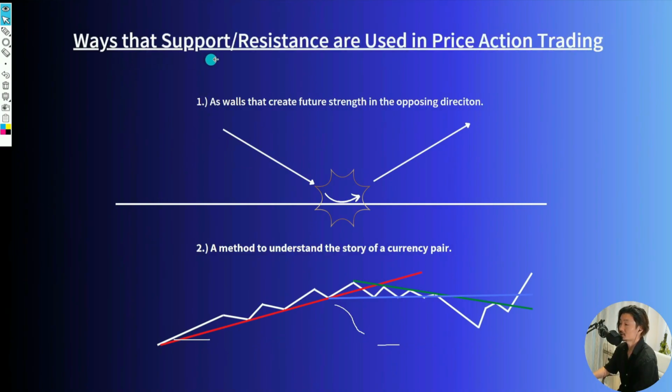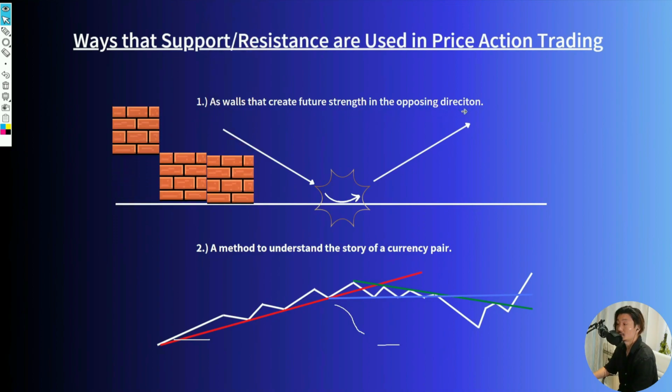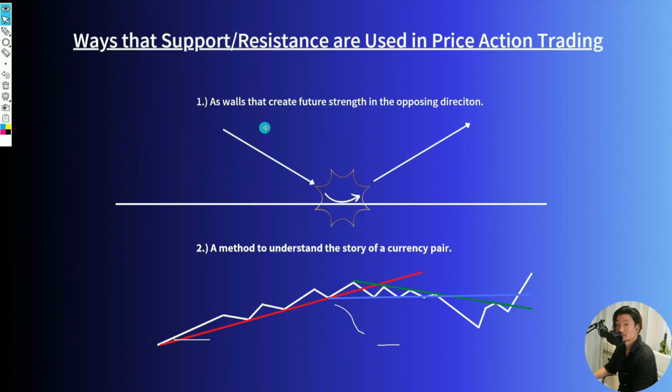All right, so ways that support and resistance are used in price action trading. Number 1, they're used as walls that create future strength in the opposing direction. Okay, so that's basically what we explained up until now. But this is another way you can look at trend lines in terms of price action trading, is that they're walls that create future strength in the opposing direction. All right, so this horizontal trend line or support is acting as a wall that creates future strength in the opposing direction. Right? Every time it touches it, it's creating future strength in the opposing direction.